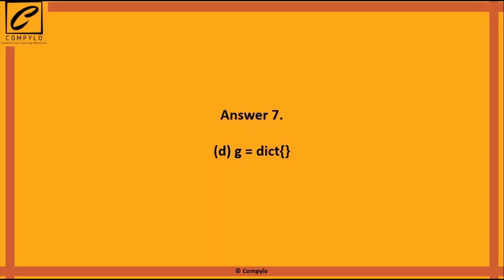Question number 7 is, identify the invalid Python statement from the following. The correct option would be D, that is G = dict{} with curly braces. It is invalid because it is incorrect syntax for dictionary initialization. Rather, we should use G = dict() with parentheses.